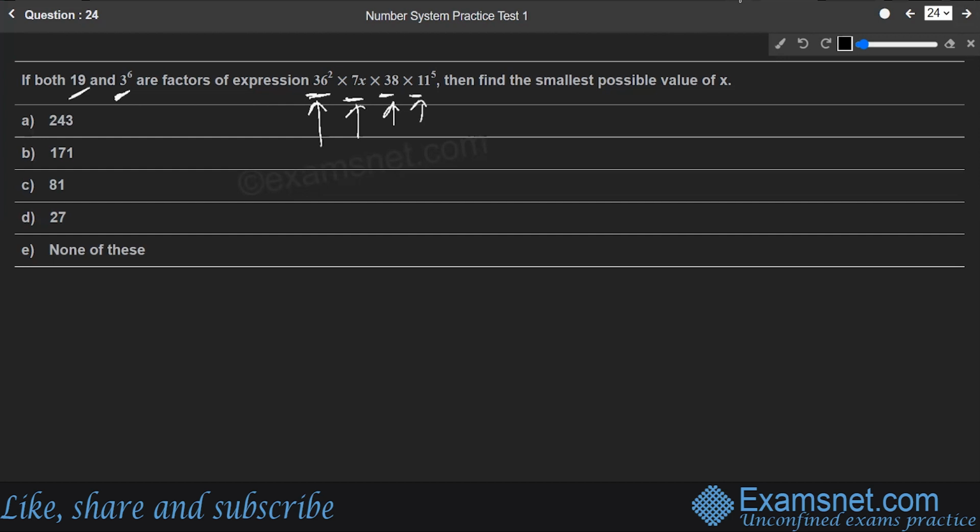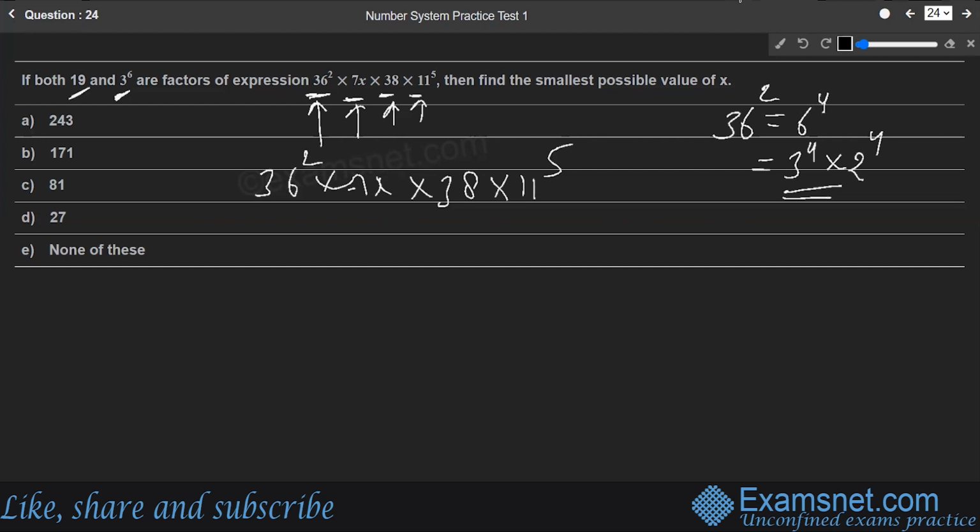If you do the prime factorization of this 36 square into 7x into 38 into 11 to the power 5, we have to do the prime factorization. 36 square is nothing but 6 to the power 4, and 6 to the power 4 can be written as 3 to the power 4 into 2 to the power 4. So this is the prime factorization of 36 square. So in place of 36 square, we are going to write 3 to the power 4, 2 to the power 4, into 7x. We cannot do the prime factorization of x, we can rather write 7 to the power 1 into x. We don't know the power of x. 38 can be broken down as 19 into 2.